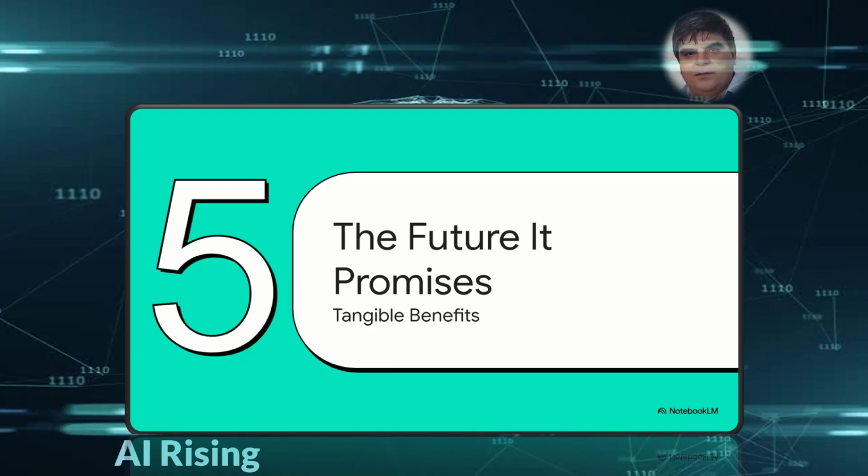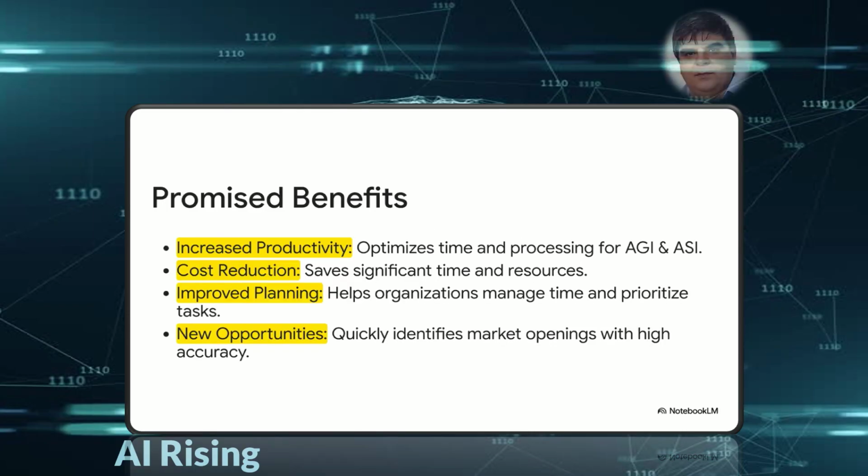Okay, so after that pretty high-level philosophical moment, the proposal brings things back down to earth. It answers the question, what would an algorithm this powerful actually do for us? What are the real, tangible benefits here? And the promised outcomes are, well, pretty significant. We're talking about a massive boost in productivity, because it would optimize how AGI and ASI systems think. Huge cost reductions from saving time and resources. It would help organizations with much better strategic planning. And, maybe most importantly, it would give them the power to spot new market opportunities way faster and more accurately than any of their competitors.